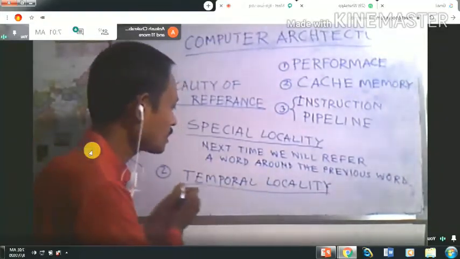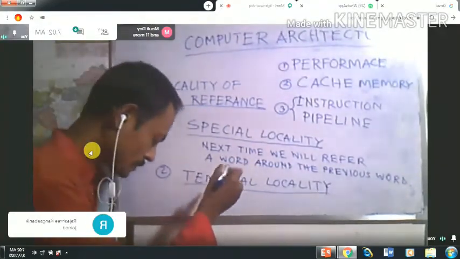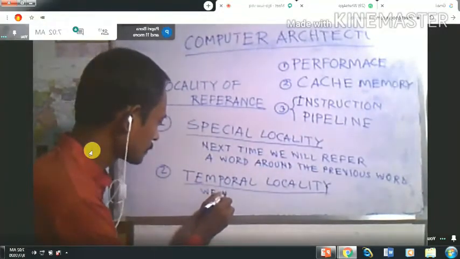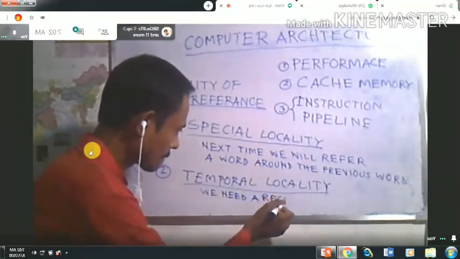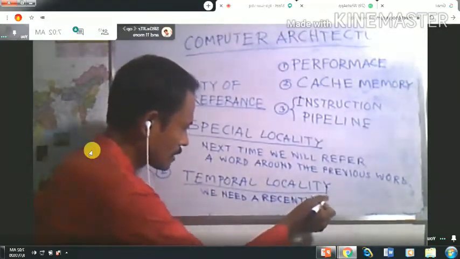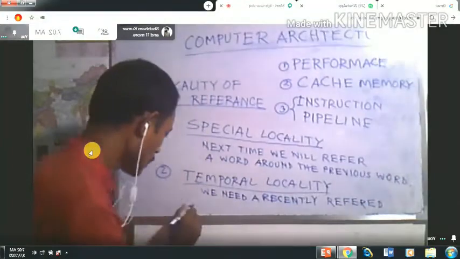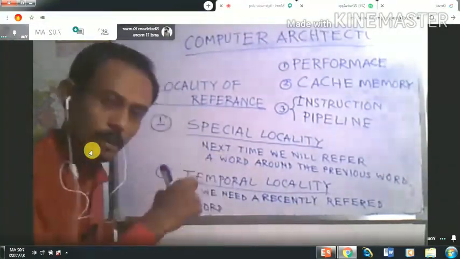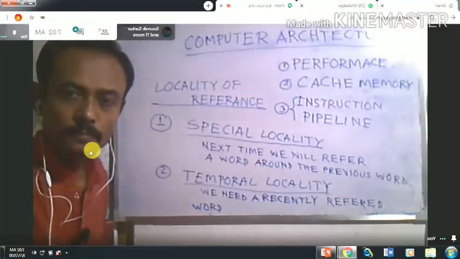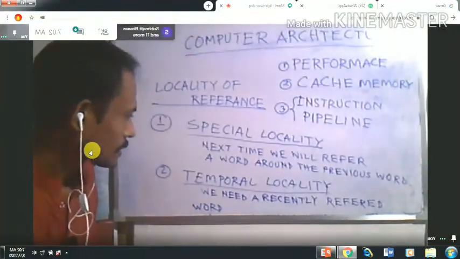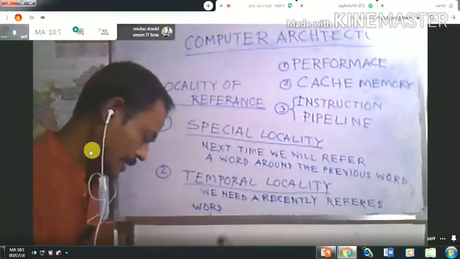Then temporal locality. For temporal locality, you can write: we need a recently referred word. Is it visible? Everything is visible on the board? Okay. So we need a recently referred word in the near future.